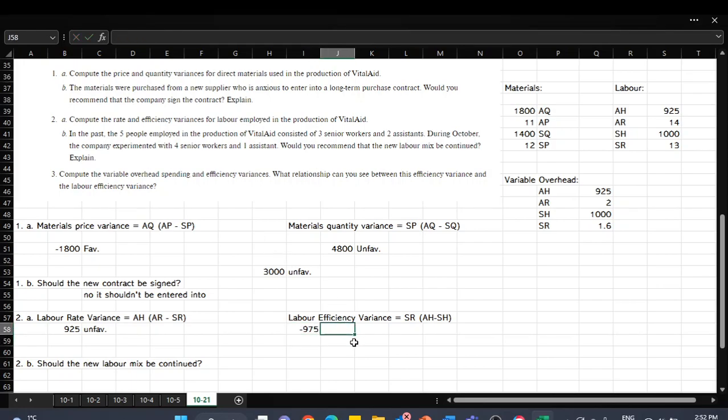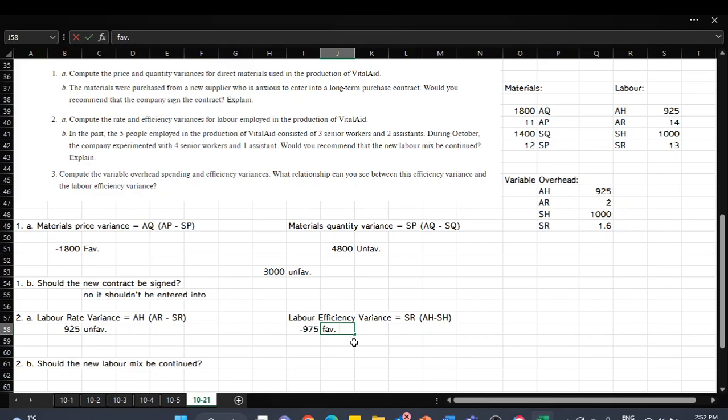Okay, so this returns as a negative number, which we know is a favorable variance, right? Which makes sense because our standard hours were 1,000 and our actual hours were 925, right? So we used less actual hours than what we were expecting to according to the standard. And these variances are likely in relation to our new work or labor mix, right?